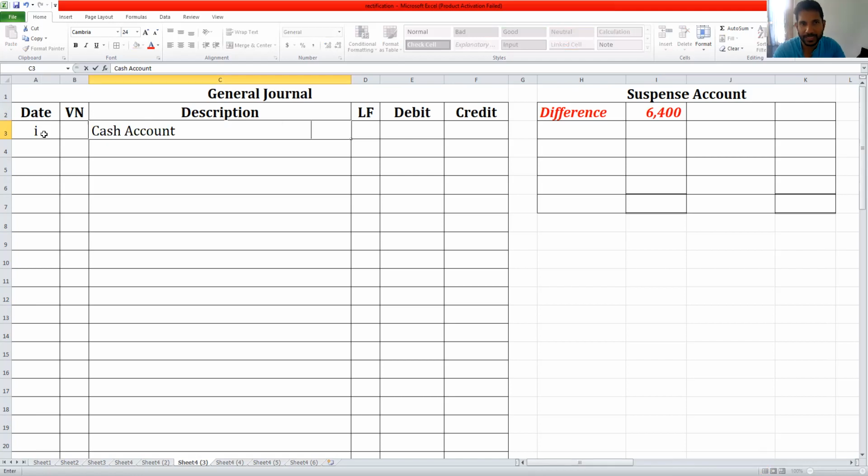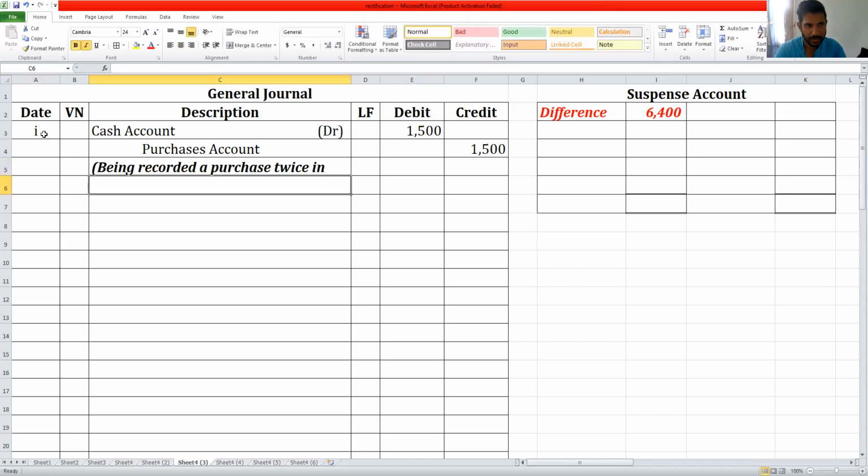Cash account debit 1,500 and purchases account credit 1,500. Narration: Being recorded a purchase twice in the books is rectified. So remember the suspense account is not used.